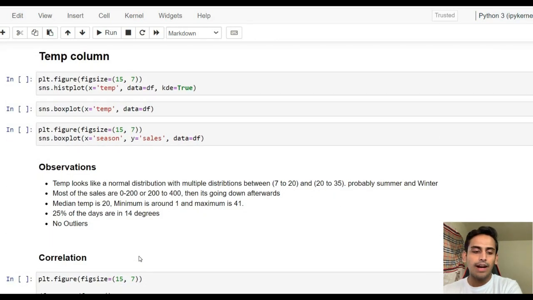Now let's do a similar kind of analysis on the temperature column, or the temp column. So let's plot a histogram plot for the temp.